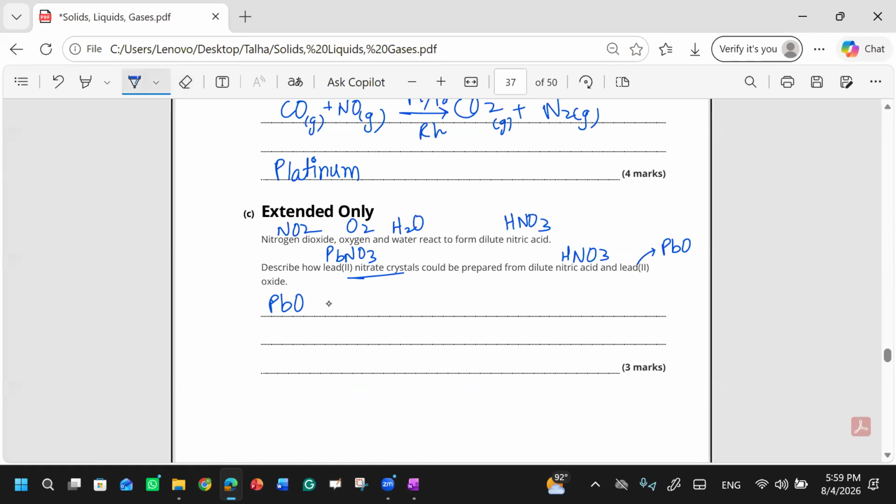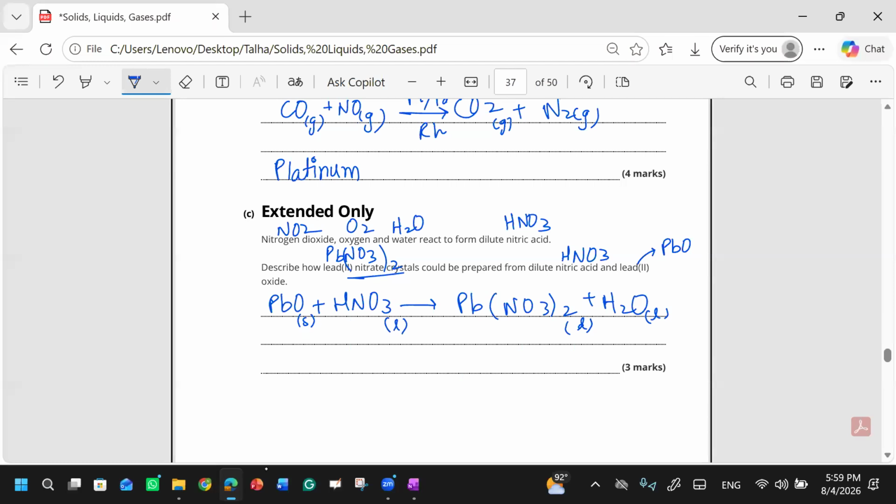Lead oxide plus nitric acid, lead nitrate will be formed. This lead nitrate is actually like this because lead is plus 2 and nitrate is minus 1. And plus water. This is the final equation. Also, whenever we are writing equations, we have to mention their state. This is solid. This is liquid. Lead nitrate is aqueous, and water is liquid. Now, tell me the steps.